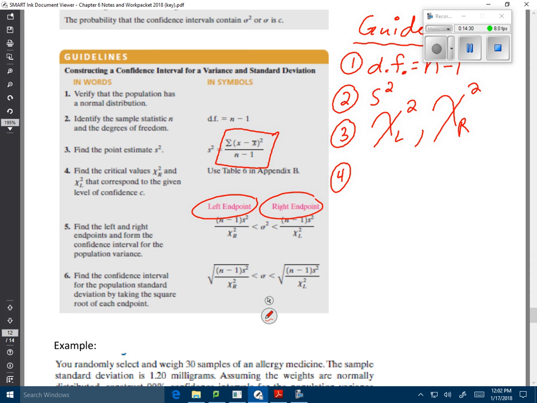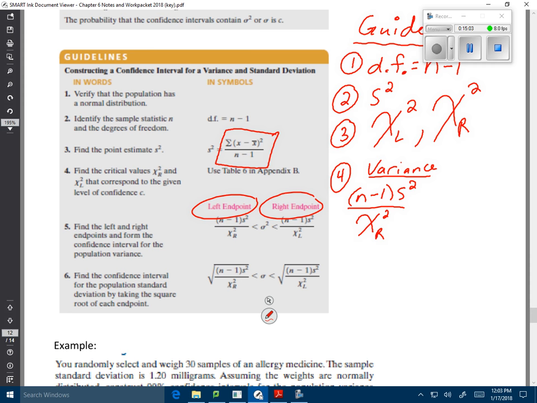you take n minus 1. What is n minus 1? It's the sample size minus 1, which is also the degrees of freedom, times the variance or the standard deviation squared. Here's a key on this: if you're given the standard deviation, you have to square the number. If you're given the variance, you just write down whatever that is. Divided by the chi-square R. Some of you are confused. Why is the R going on the left side, the L on the right side?